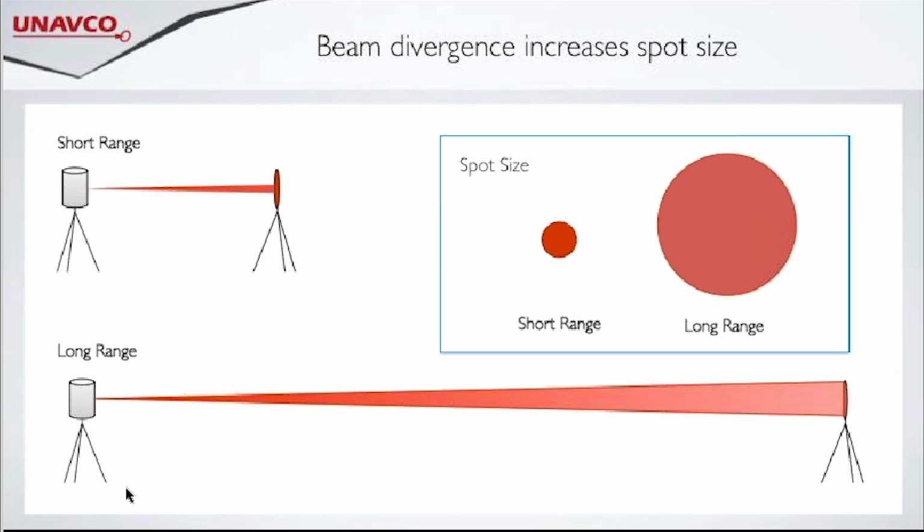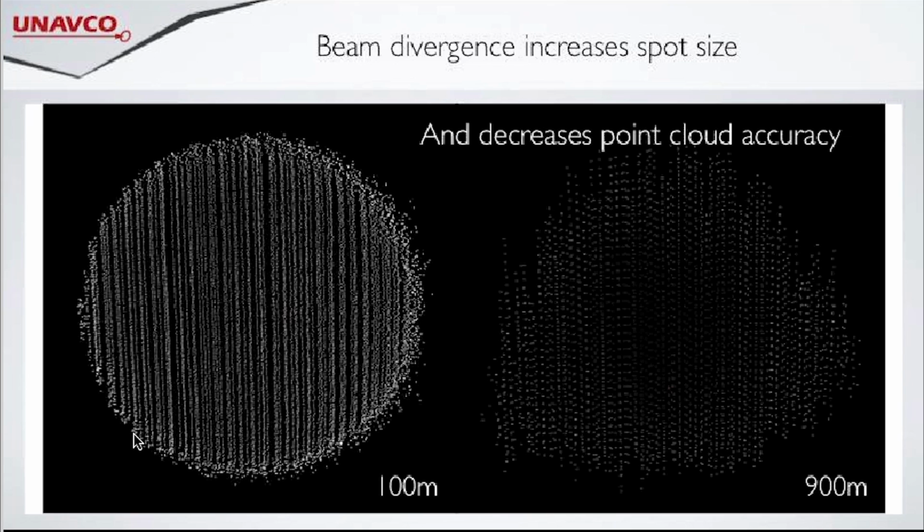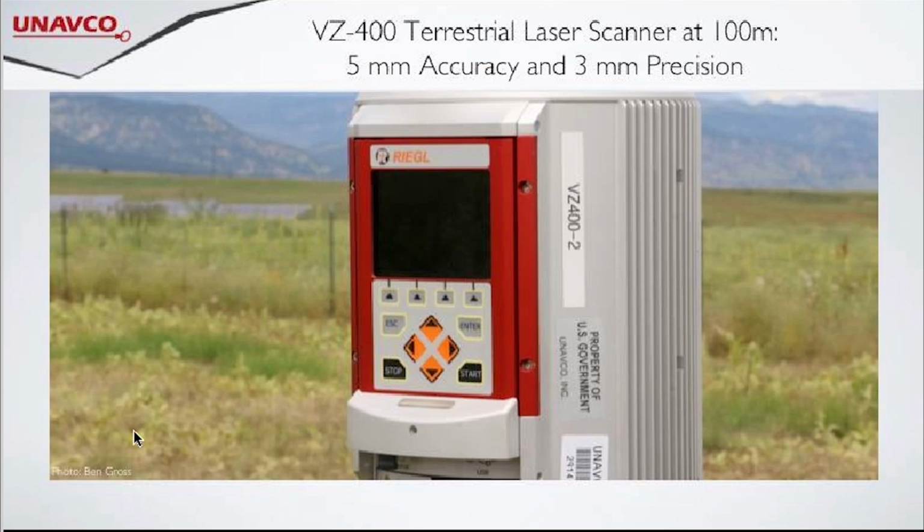So this explains why a point cloud from a 100-meter scan looks pretty good, and it varies so much from the one on the left, which is at 900 meters. The manufacturers of most scanners only give us accuracy and precision ratings out to 100 meters. For example, the VZ-400 scanner has an accuracy of 5 millimeters and a precision of 3 millimeters at 100 meters.